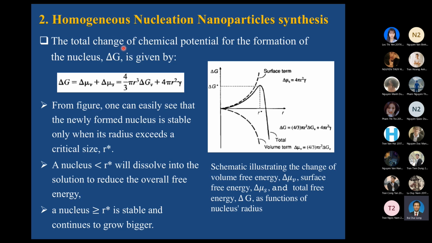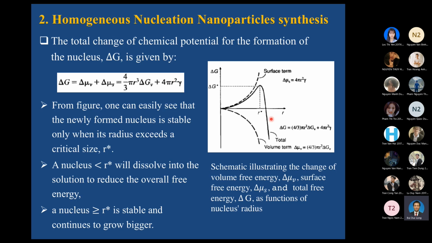The total change of chemical potential for the formation of a nucleus, delta Z, is given by delta mu V plus delta mu S. So this delta Z, or free energy of the system, depends on the radius of the nucleus. You can see it here, it is a function of the radius of the nucleus.